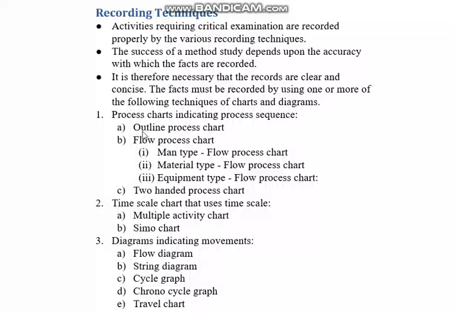So till now what we have seen are the outline process chart, flow process chart, all the three types, and two-handed process chart, then multiple activity chart, SIMO chart. All these things we have seen. Even in the diagrams indicating movements, we have seen flow diagram, string diagram, and travel chart also. Now only these two are remaining. What are they? Cycle graph and chrono-cycle graph.